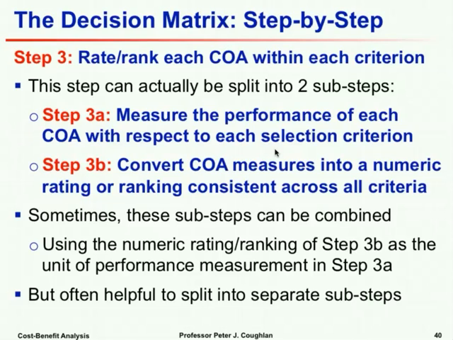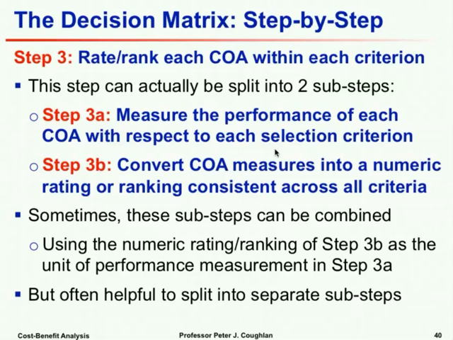And then the next thing is to convert those measures into a numeric rating or ranking consistent across all criteria, right? Because in step 3A, the measurement may not be numeric. It may be good, bad, okay. It may be A, B, C, D, E, F. It may be a number of different measurements that aren't necessarily numeric, right? But ultimately, they've got to be converted into something numeric that can be used in the decision matrix.